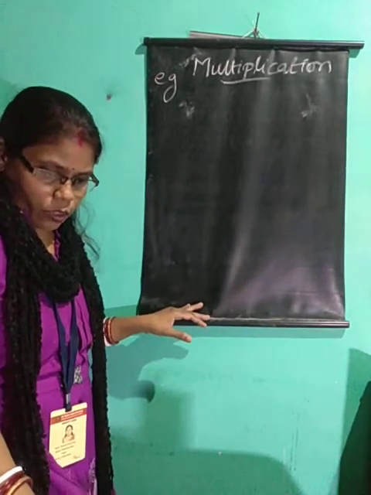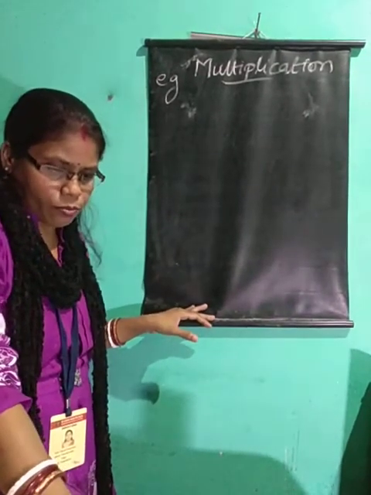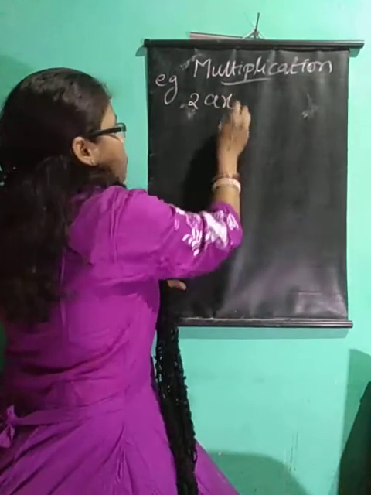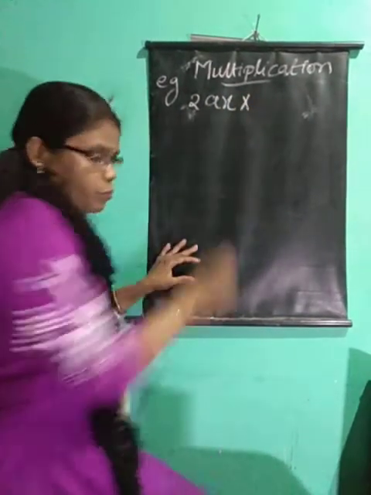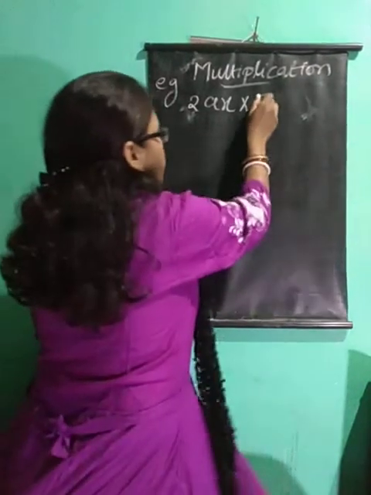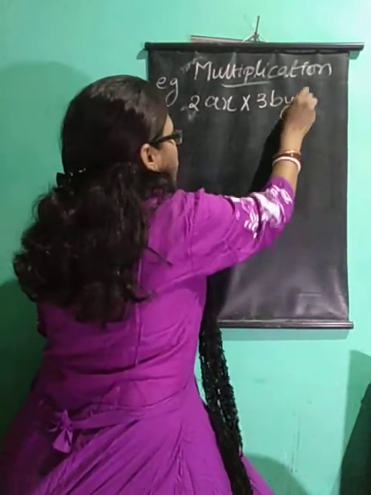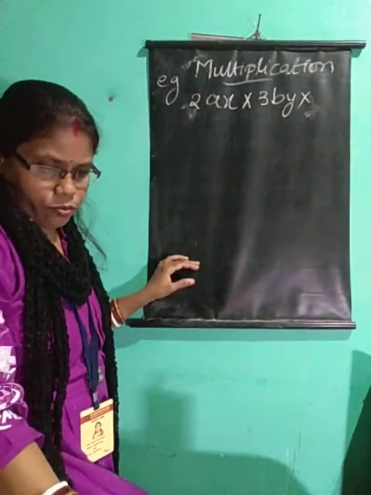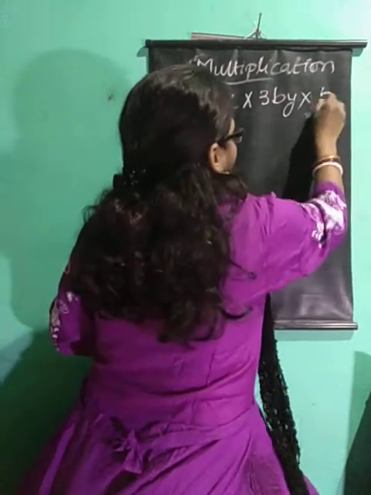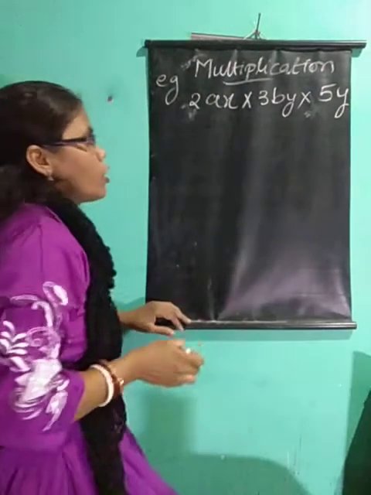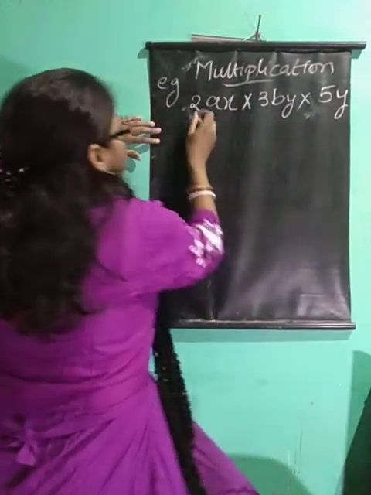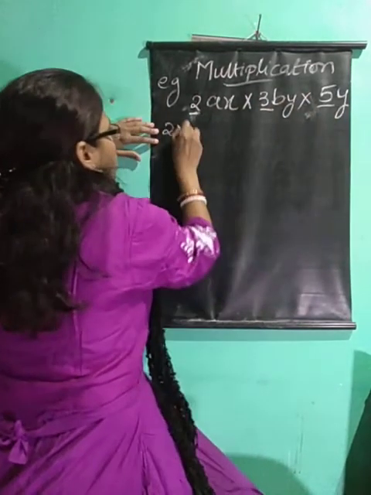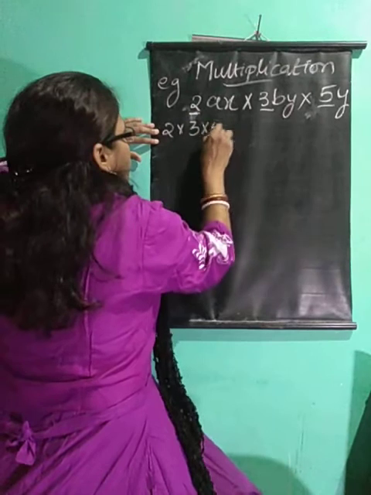When it is given to multiply, suppose you have 3 terms: 2ax into 3by into 5y. Okay. So when you multiply, first you will be multiplying the numericals, the numerical coefficients: 2 into 3 into 5.